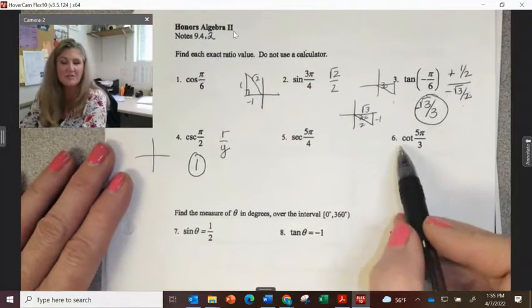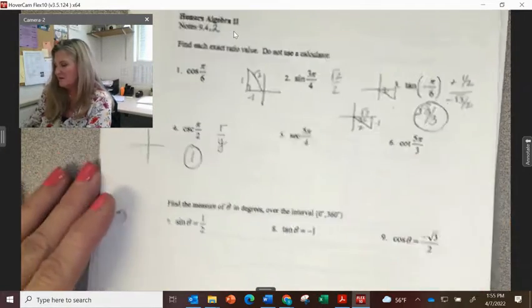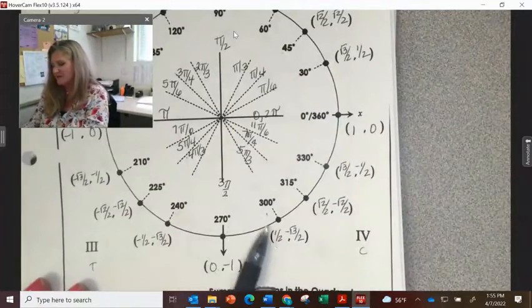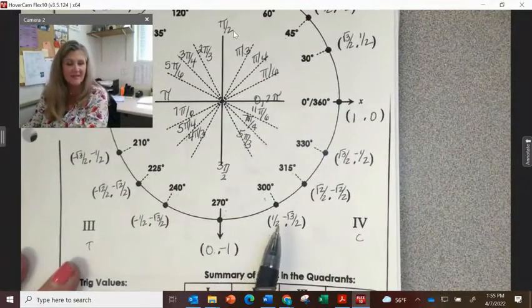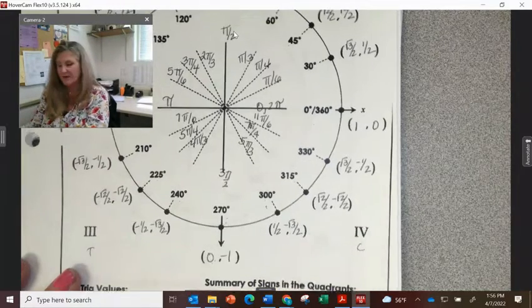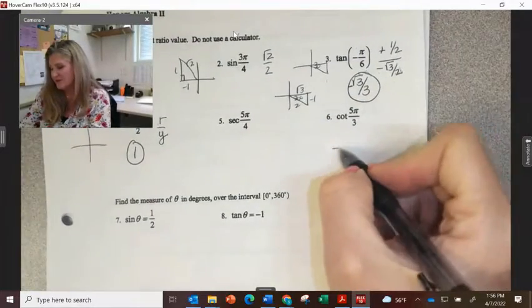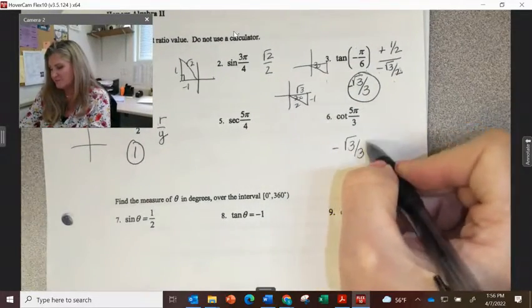Okay, we'll do one more. We'll do cotangent of 5 pi over 3. So if you use your unit circle, go to 5 pi over 3. Doing cotangent is going to be x over y. Is our answer going to be positive or negative? Negative. And what's 1/2 divided by negative radical 3 over 2? Right, that's another negative radical 3 over 3.